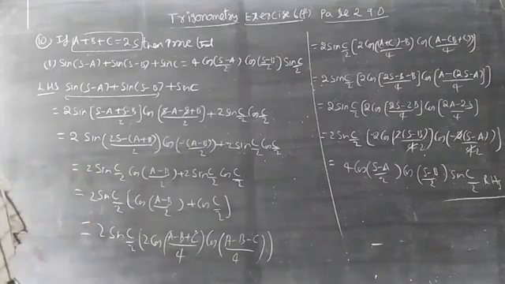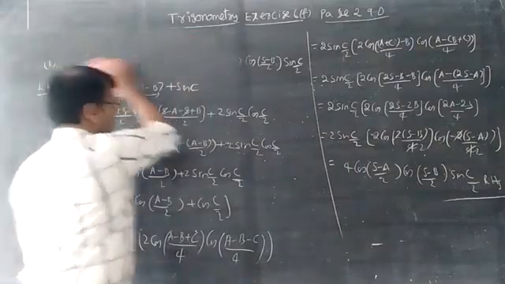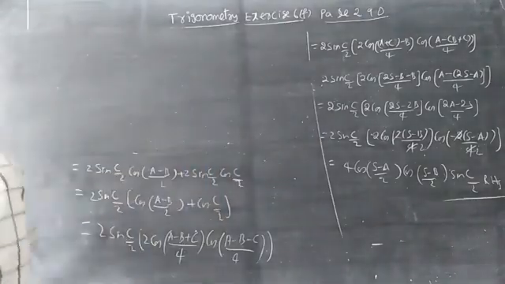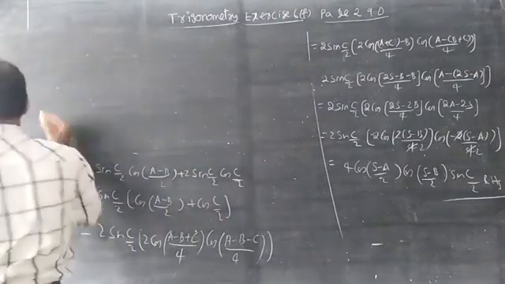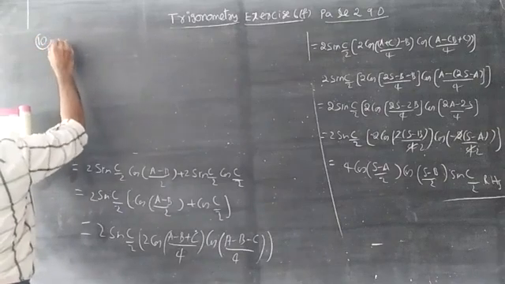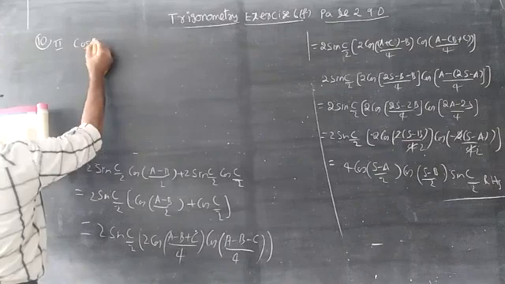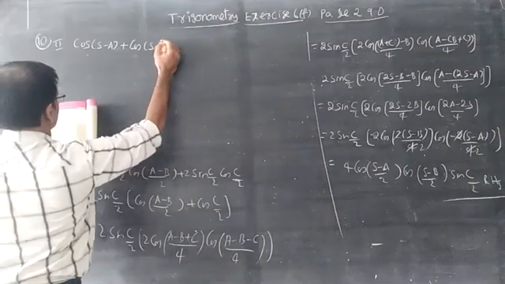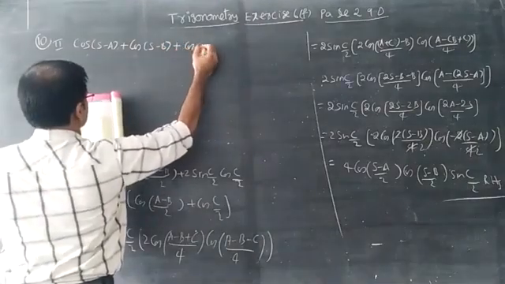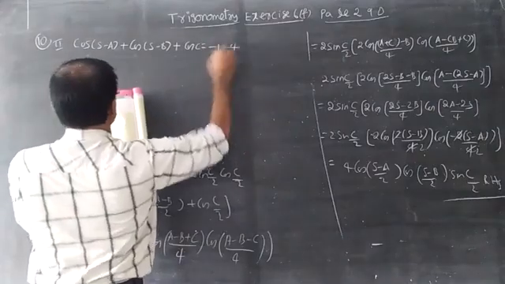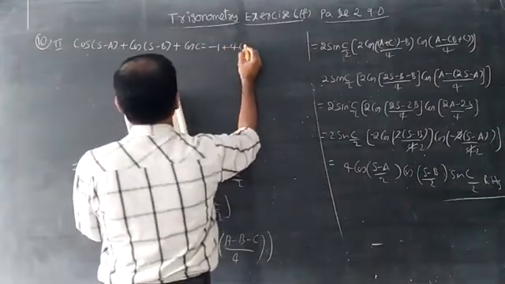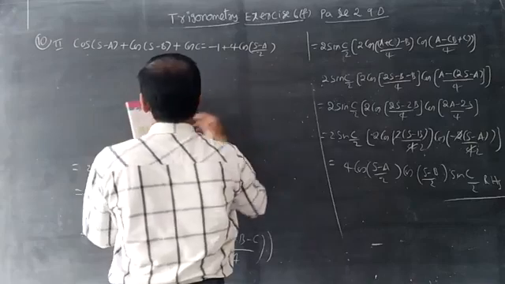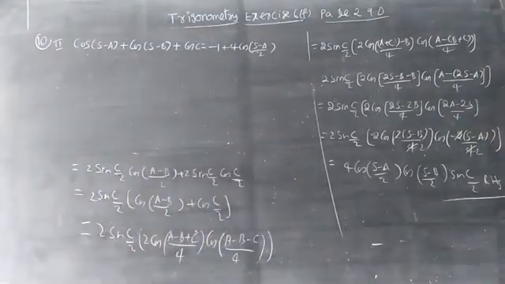Last question of today's class and last question of this chapter. 10th question, second one. Cos of (s − A) plus cos of (s − B) plus cos C is equal to −1 + 4 cos of (s − A) by 2 into cos of (s − B) by 2 into cos C by 2.